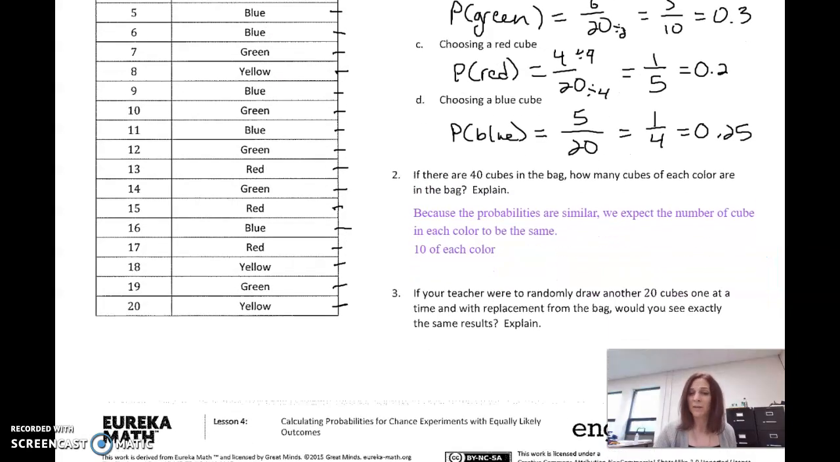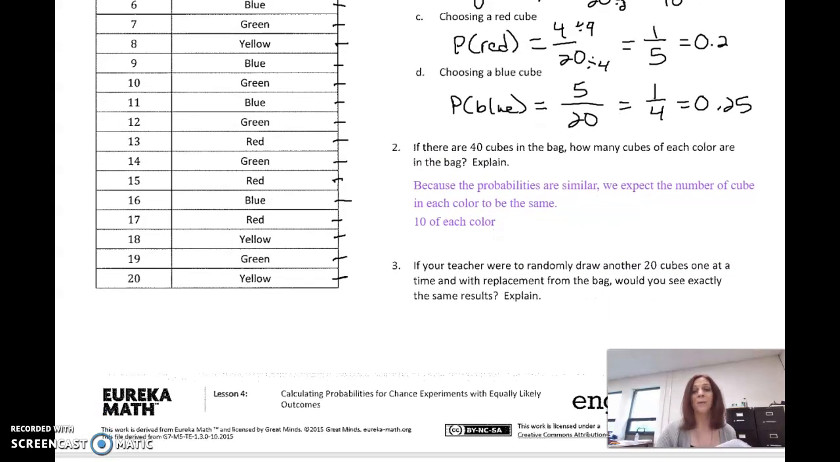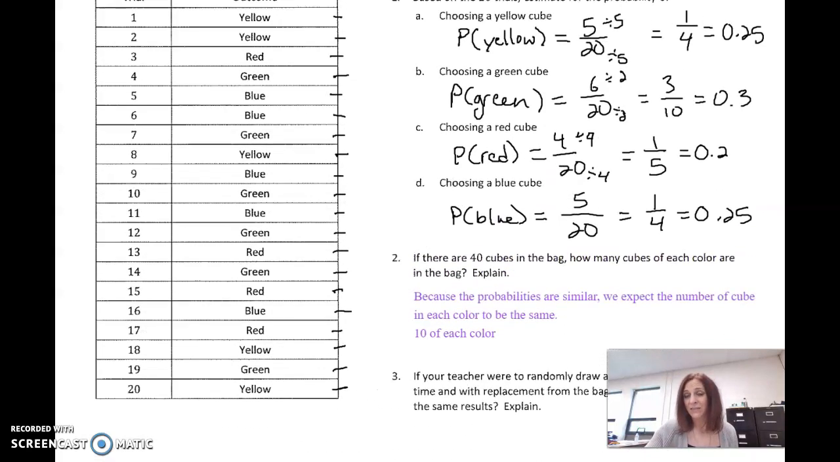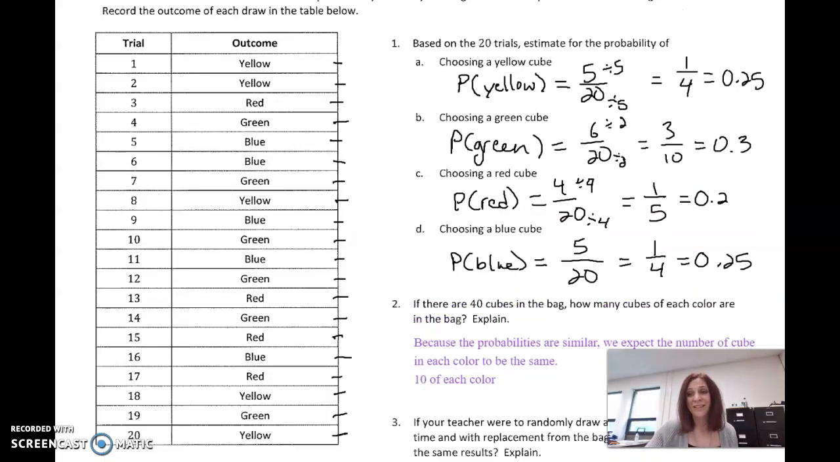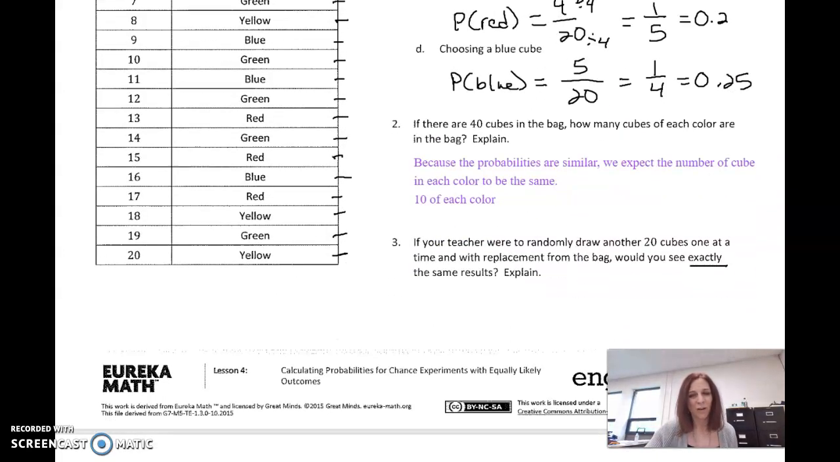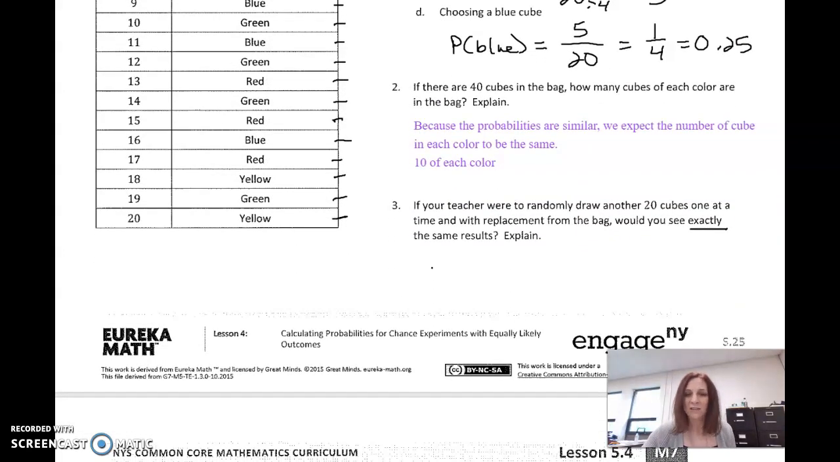So, if we were to randomly draw another 20 cubes, one at a time with replacement, meaning I pulled out a red, dropped it back in, shook it up, reached my hand back in, would we see exactly the same result? That's the key word there, exactly. So do you think we would pull out exactly 5 yellows? We might. Exactly 6 green? We might. But it would be hard to get the exact same. We might be close, but we're off a little bit. So we'd say the answer to this is no.